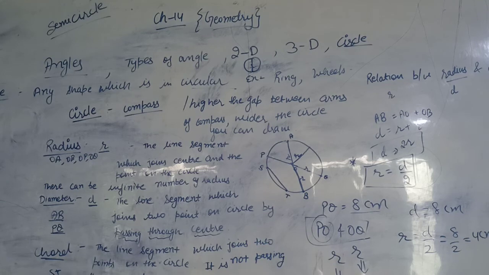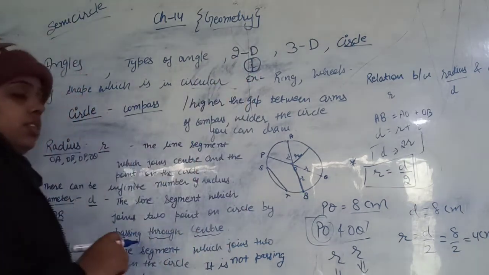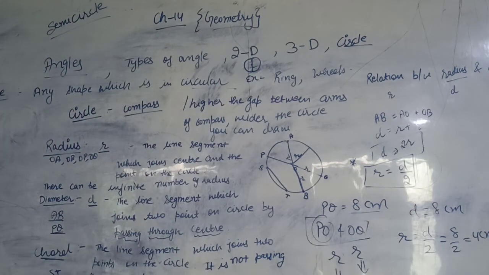What half became yours? D. And how did this half happen, beta? With the help of diameter. With the help of diameter, because here I draw the diameter, right? So semicircle is drawn with the help of diameter. Clear, students? So this is about our circle parts.